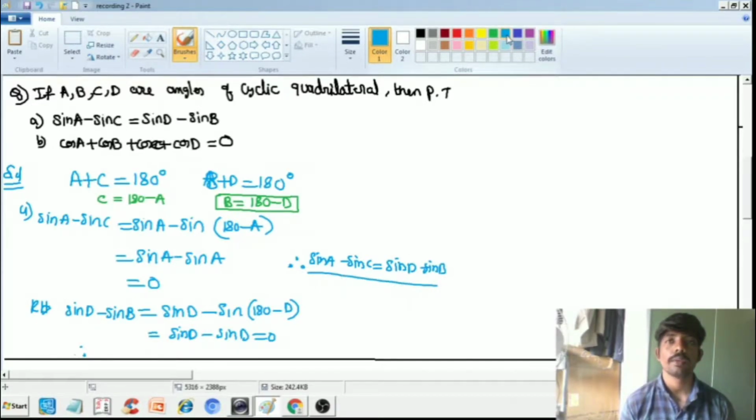Next is the B part we have. In the B part, what we have: cos A plus cos B plus cos C plus cos D is equal to 0. We have this. I am writing cos A plus cos B plus cos C plus cos D. So, from these conditions, what we have: C is equal to 180 minus A, B is equal to 180 minus D. I am using this too.